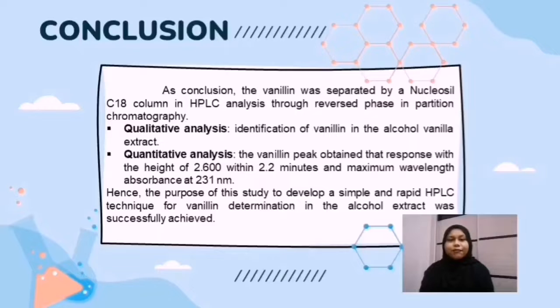As a conclusion, the vanillin was separated by a Nucleosil C18 column in the HPLC analysis through reverse phase in the partition chromatography. The qualitative analysis of this study was the identification of vanillin itself in the alcohol vanilla extract, while the quantitative analysis was the vanillin peak obtained that responds at the height of 2.600 within 2.2 minutes with the most adequate maximum wavelength absorbance at 231 nanometer.